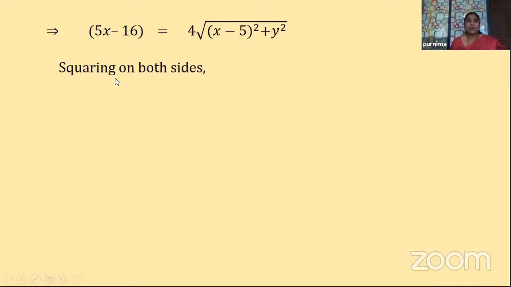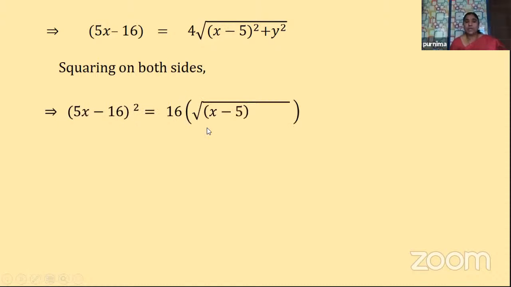Squaring on both sides, what we get? 5x minus 16 whole square is equal to 4, if you square, it becomes 16 into under root x minus 5 whole square plus y square whole square. So again, here again we are having a square root and whole square. So square and square root is cancelled. So if these two are cancelled, what is left? 5x minus 16 whole square is equal to 16 into x minus 5 whole square plus y square. So let us expand, children.